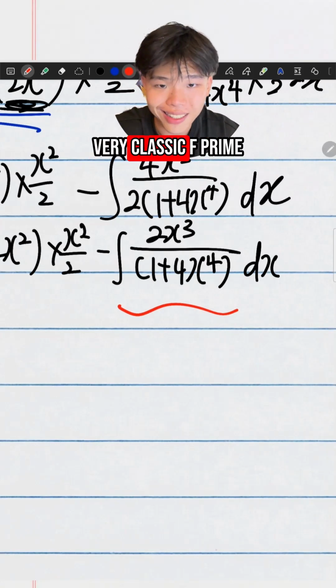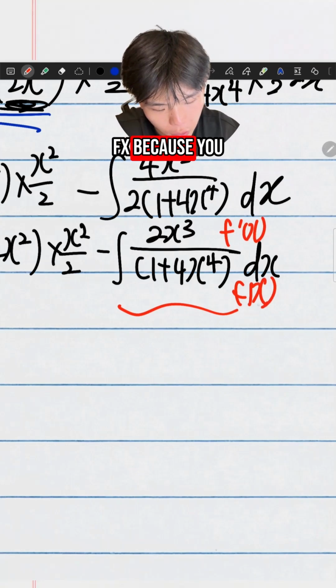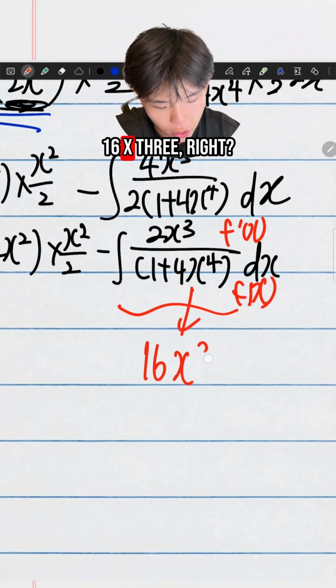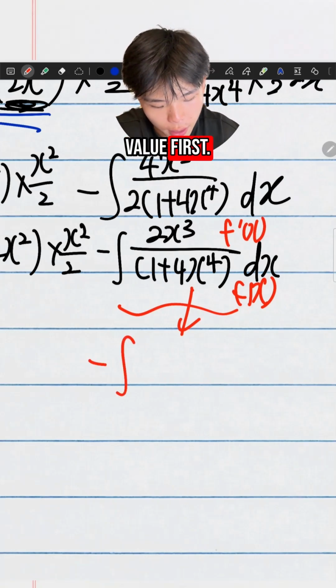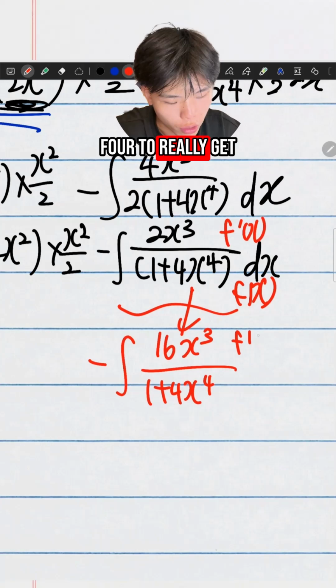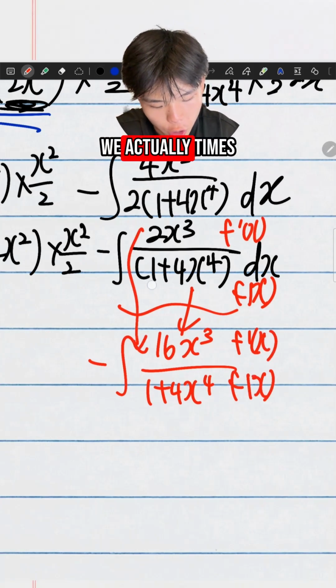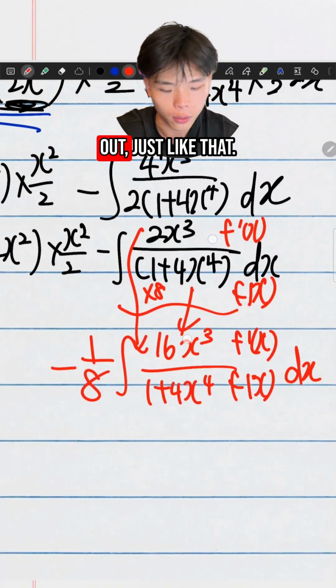Now, this is your very classic f prime x over f x. Because you realize that if you differentiate the bottom, what you get is essentially 16x cubed, and on top is 2. So we can just adjust the top value first. If we make this 16x cubed, and then here will be 4x to the power of 4, to really get the f prime x over f x combination. From the top to here, we actually times 8, which means outside we need to divide by 8 to balance things out.